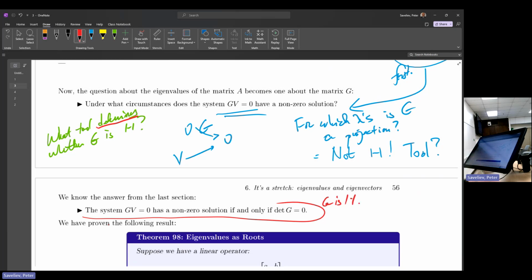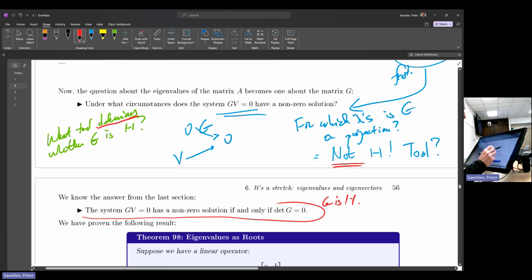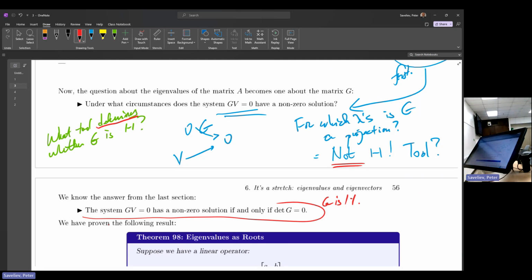So we actually remember that being 1-to-1 is good, and being not 1-to-1 is bad, but we are really after not 1-to-1. We want a bad one. G has got to be bad for us to find the eigenvectors. It has to be bad in that sense. And so for what values of lambda is G bad, as in not 1-to-1? It is the one with the determinant equal to 0.